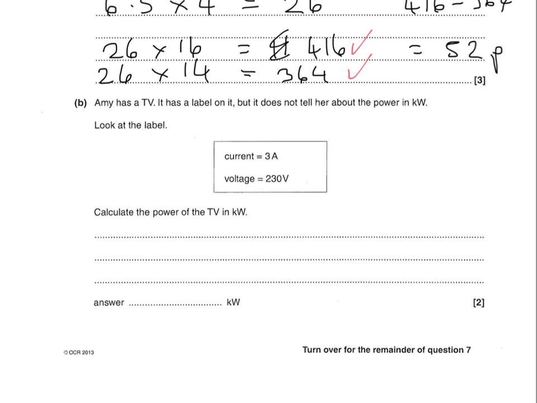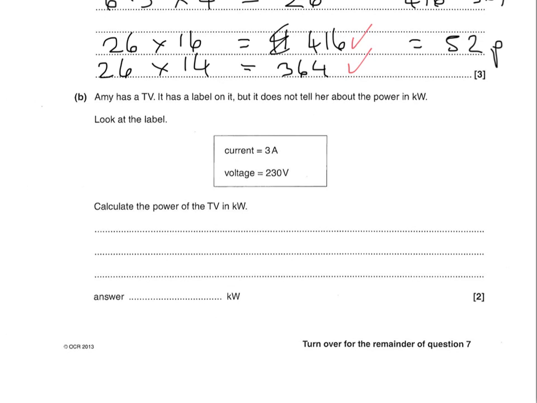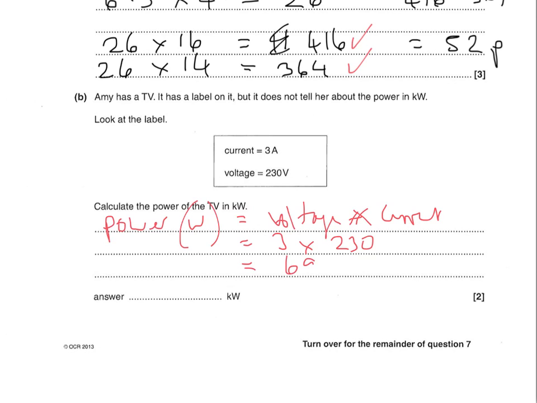Amy has a TV. It has a label on it, but it does not tell her about the power in kilowatts. Look at the label, calculate the power of the TV in kilowatts. So power, in watts, equals the voltage times the current. So that equals 3 times 230, which equals 690, but that's in watts. To turn it to kilowatts, you've got to divide by 1,000, so that equals 0.69 kilowatts.